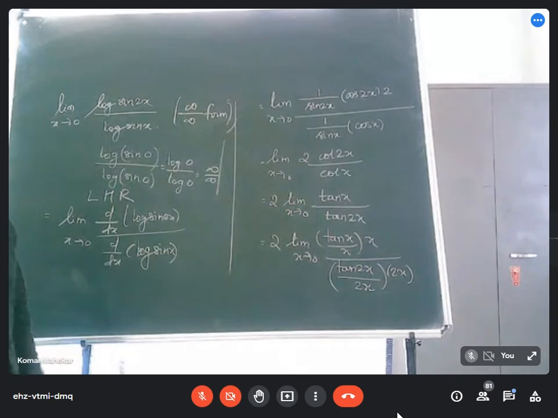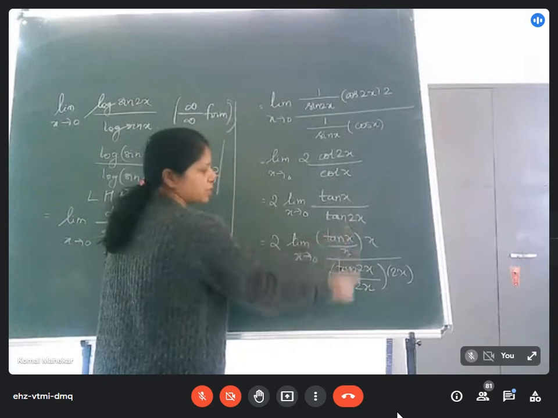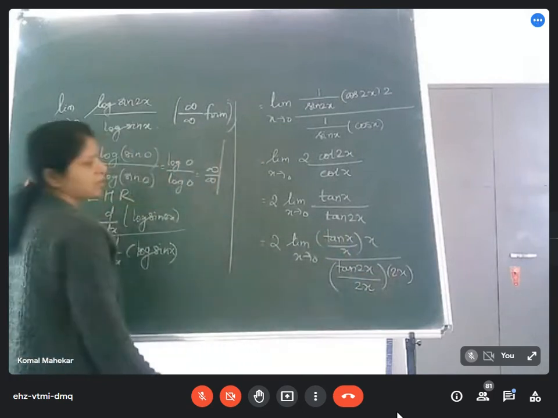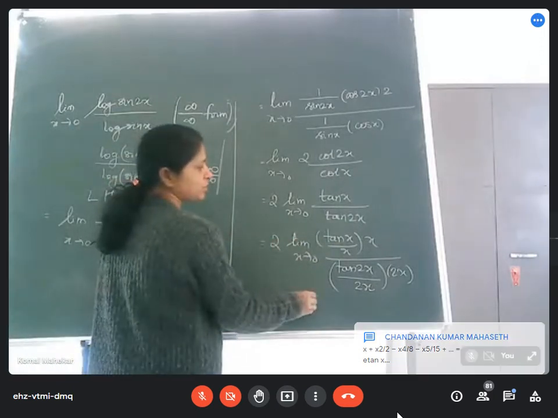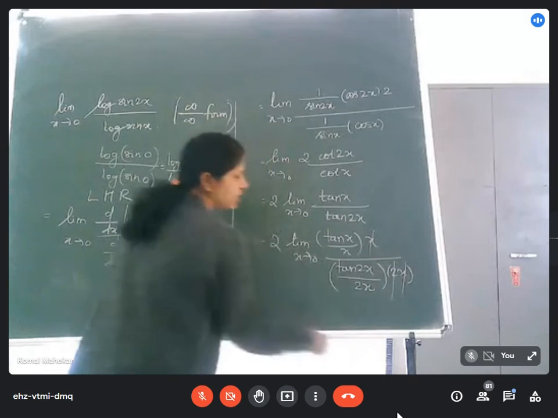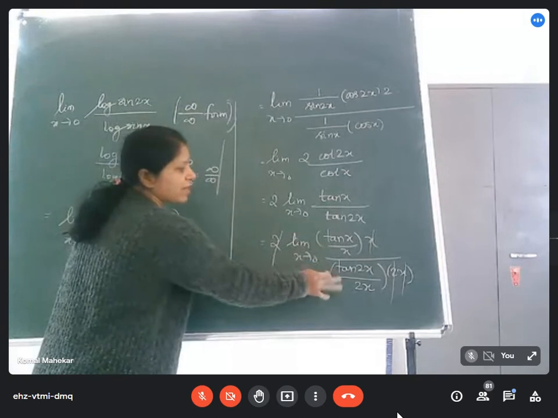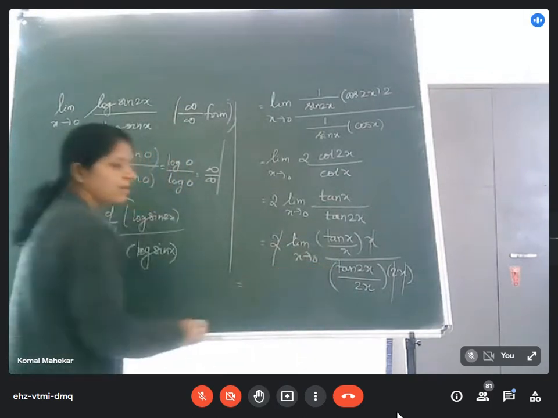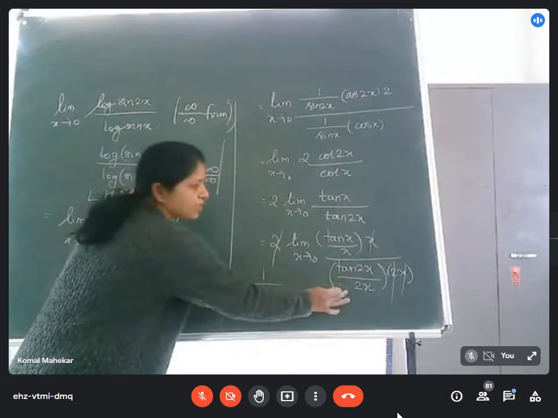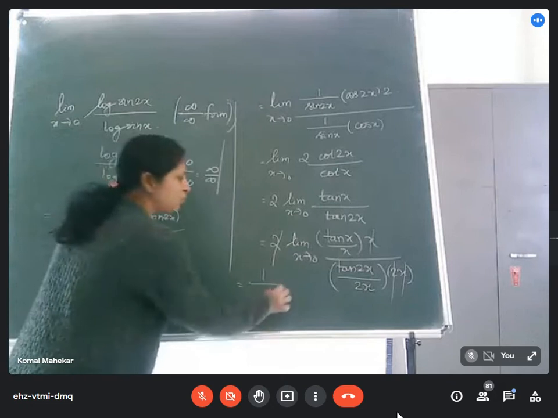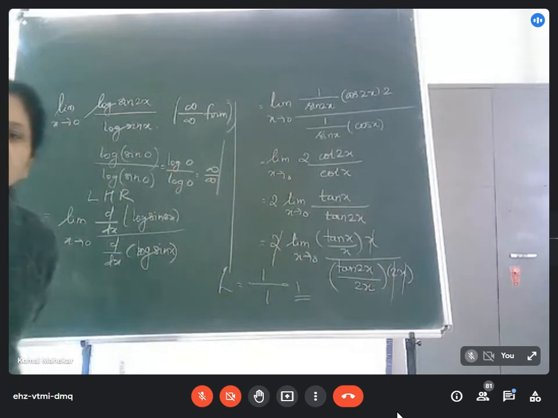For tan x, divide by x and multiply by x. For tan 2x, divide by 2x and multiply by 2x. Now when we apply the limit for the numerator and denominator, x with x gets cancelled, 2 with 2 gets cancelled. Separately, you take the limit of tan x upon x and tan 2x upon 2x. We know that the limit of tan x upon x as x tends to 0 is 1, and the limit of tan 2x upon 2x as x tends to 0 is also 1. So 1 by 1, that is 1. So L is equal to 1. This is the limit for the given problem.